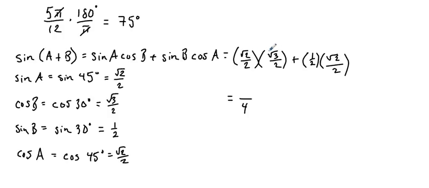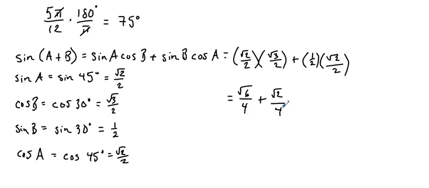When you multiply two radicals, you combine the radicals and multiply the numbers that are inside. So this becomes radical 2 times 3, which is radical 6. Plus 1/2 times radical 2 over 2 is simply radical 2 over 4. And this is actually your answer.